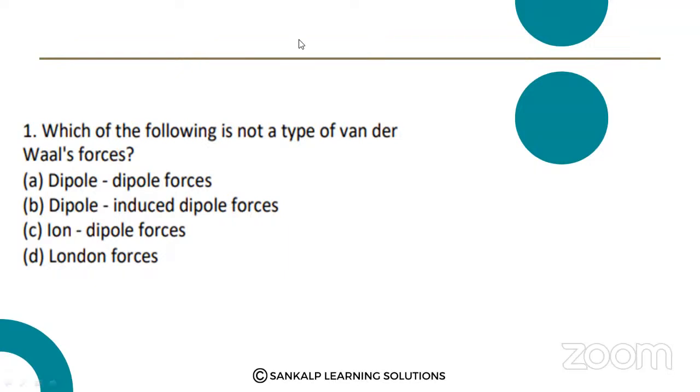Which is not a type of van der Waals forces? It is C. C is the correct answer. Ion dipole forces is not a type of van der Waals forces. So the correct answer is C, ion dipole forces.